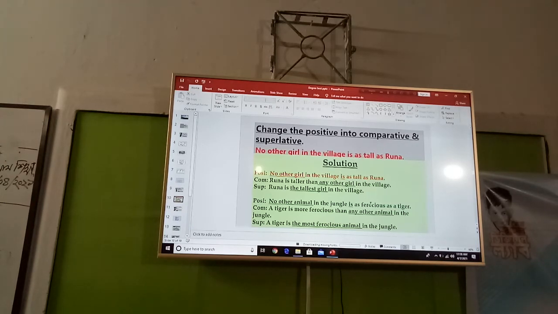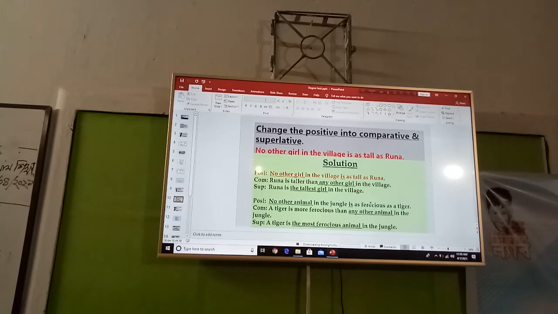Dear students, please remember that if you find the positive, you can change into comparative and superlative. But if you find the sentence in the comparative form, you can also use the same rule to change into positive and superlative sentences. So think that Runa is taller than any other girl in the village in comparative form. In superlative, Runa is the same subject. You must not change the subject from comparative to superlative. That means Runa is the tallest girl in the village, but from comparative into positive you have to change the subject. That means no other girl is used in the first part of the sentence.